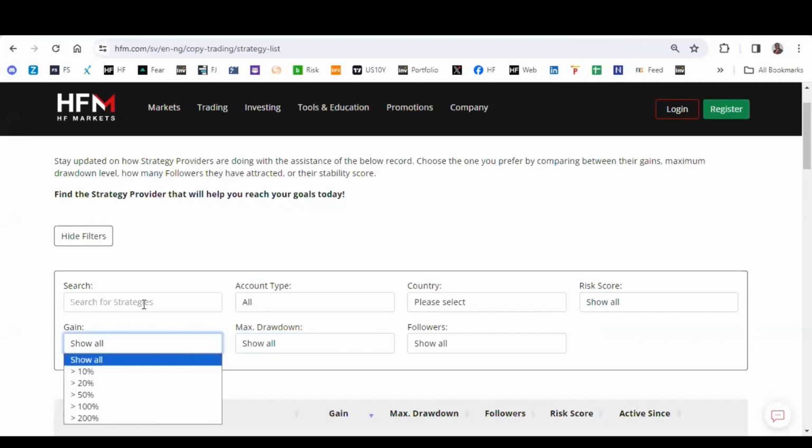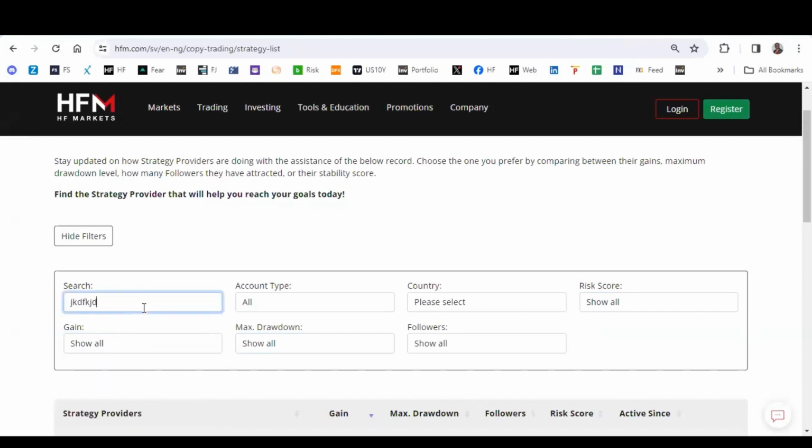So you can also filter or specifically search for whoever it is that you want to search for if you have the name. So as a strategy provider, I can give out my username to somebody. You can come on here and search for me, and then he can follow me if he needs to.